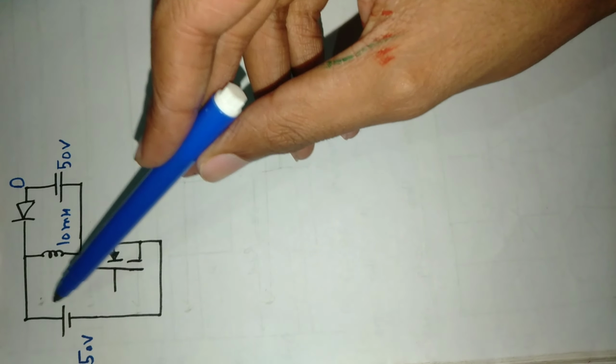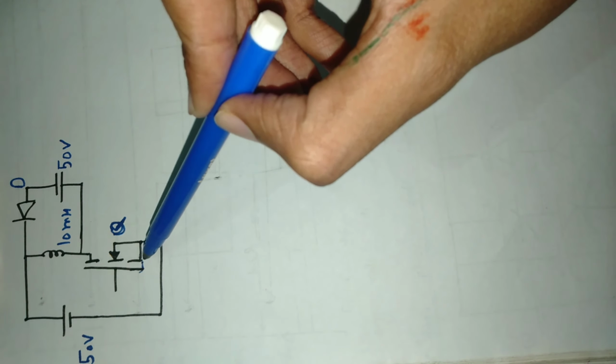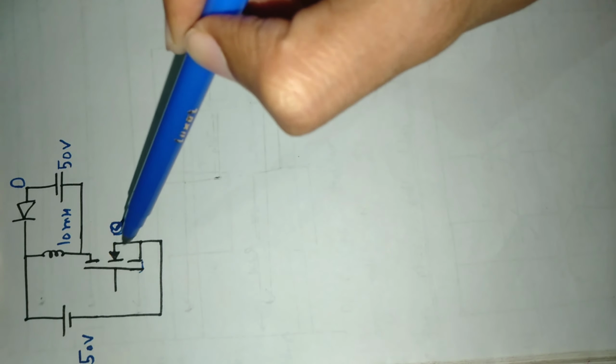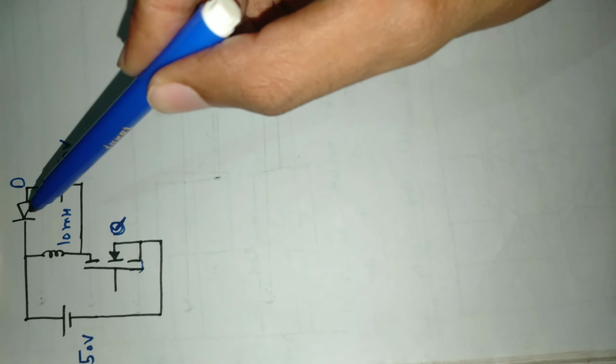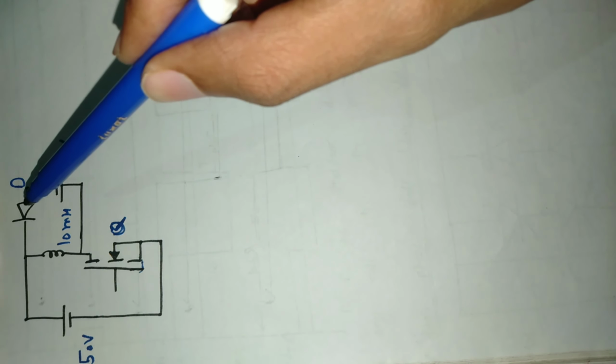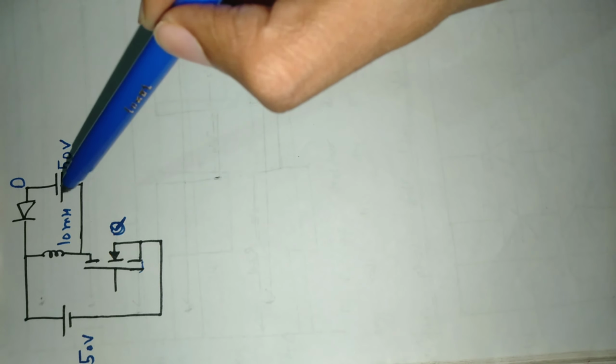So first of all, before solving it, we have to analyze the circuit. What will happen inside the circuit? Firstly, we see that the 50-volt battery is directly connected to this inductor via the switch Q. And after that, this diode is connected in an inverted manner to this battery across this inductor.